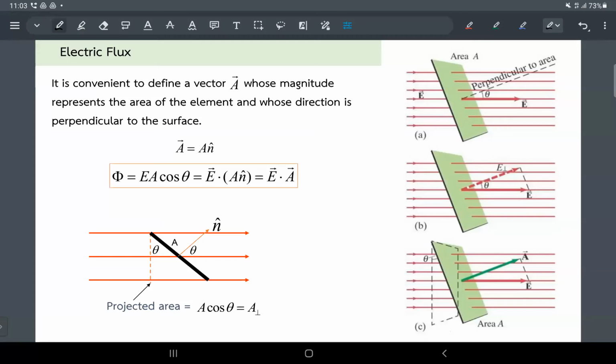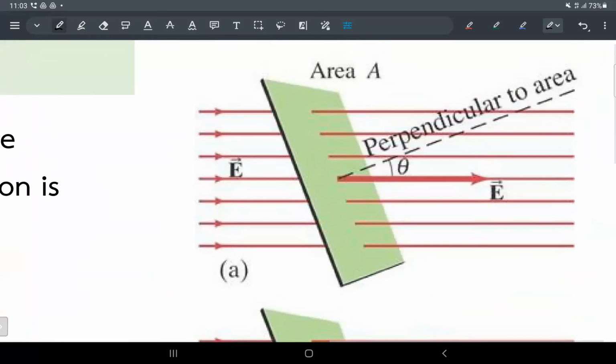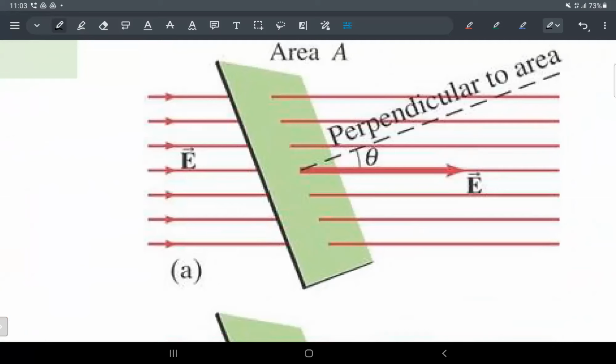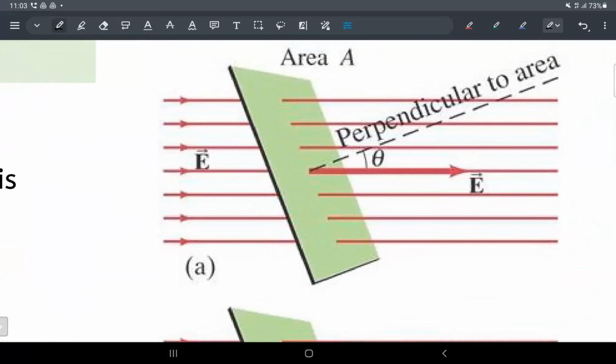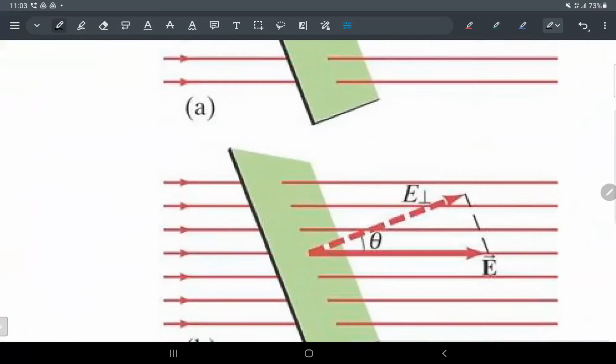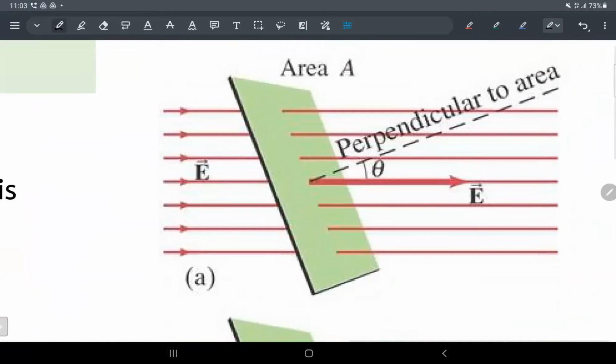Okay, so this slide just summarizes what I just told you about. That from now on, if you would like to speak in terms of the area vector and the electric field vector, this is what it is. You're starting from this, you have some area A, and now we understand that you can assign the area vector perpendicular to it. They call it a vector.